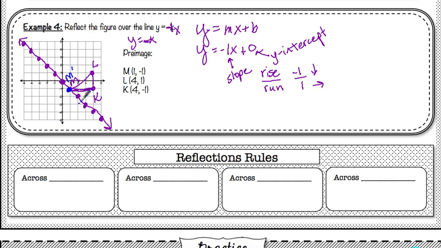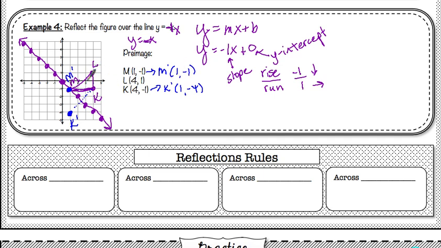Here's a half of a box and then a whole box. Here is my point. Half of a box, a whole diagonal box. So here's my new point, and that is K prime, which is located at 1, -4. Okay, M prime is still at 1, -1. The only one left is L.